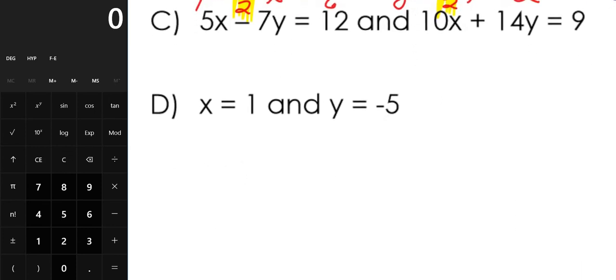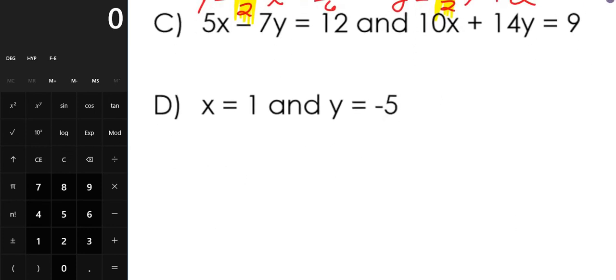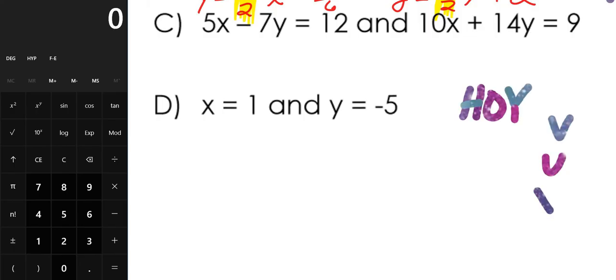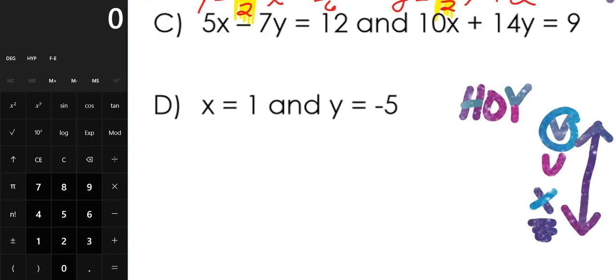x equals 1, y equals negative 5. Now, if you recall question number 5 where we talked about HOY VUX, these are unique situations. They don't follow your normal y equals mx plus b form. x equals lines, if you remember, HOY VUX. x equals lines are vertical, meaning they go up and down. So imagine x equals 1 is an up and down vertical line. y equals negative 5, well, y equals lines are horizontal.